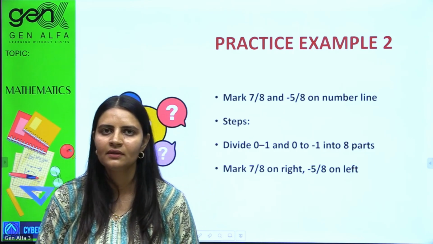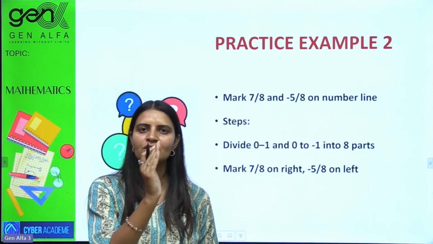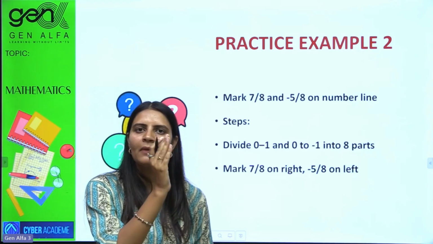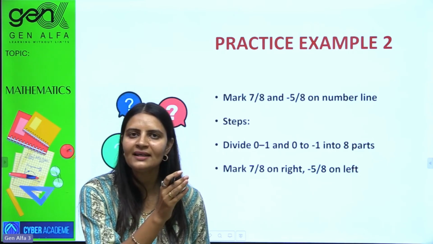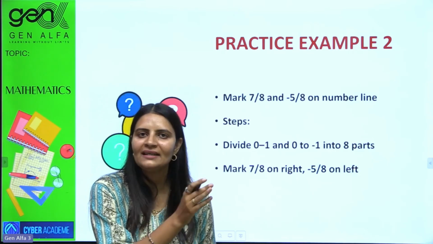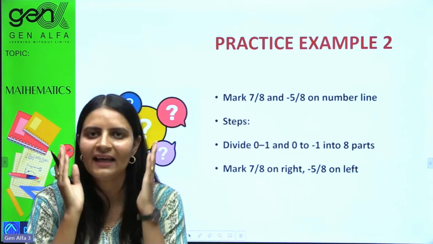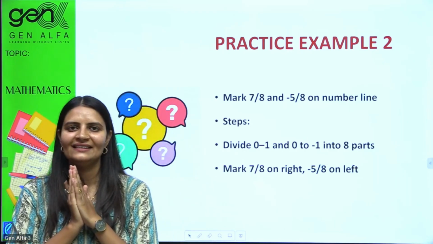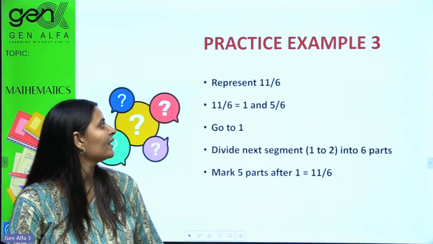Marked. Now pick your minus 5 by 8. 0. Next one will be minus 1 by 8. Next will be minus 2 by 8. Next will be minus 3 by 8. Next will be minus 4 by 8. And hence minus 5 by 8. Well done. Done? Let's move on to the next one.